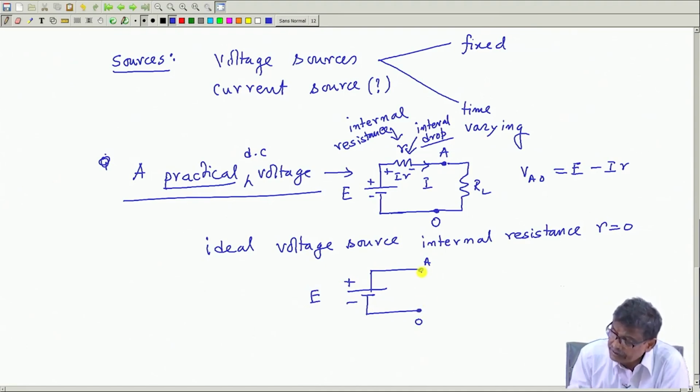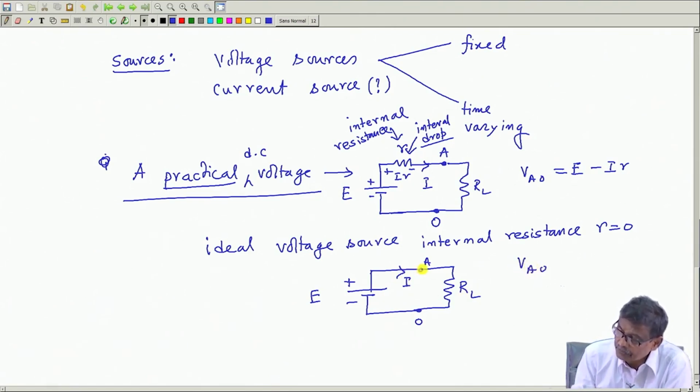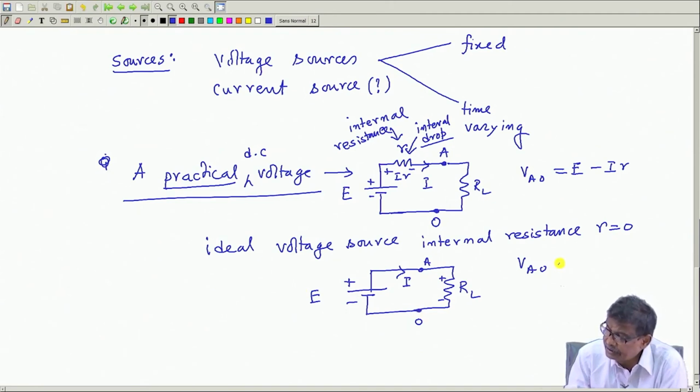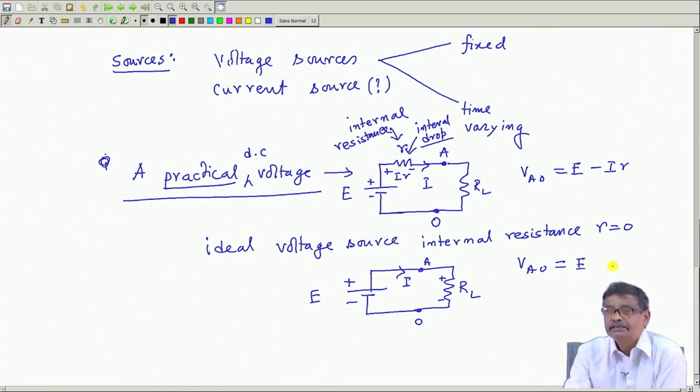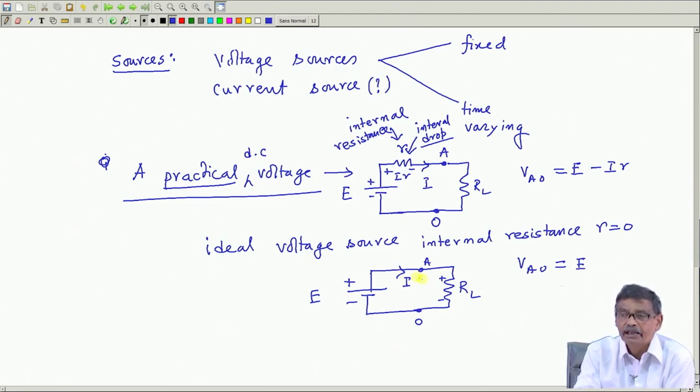And here if you connect a load resistance RL, then what is VAO? Potential of A with respect to O. VAO is the voltage which is coming across RL, is it not? Current will flow. How much? It will start from O, reach A, that is only E. There is no internal resistance like this. So, it will remain always E, no matter what is the value of I.